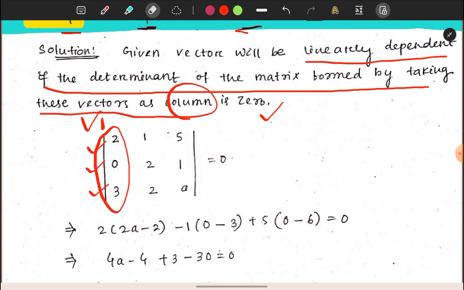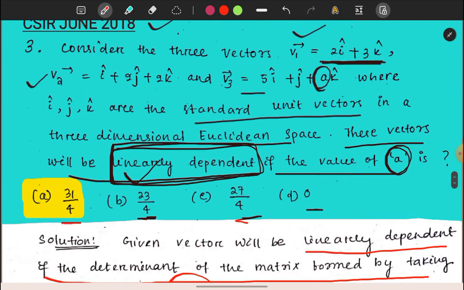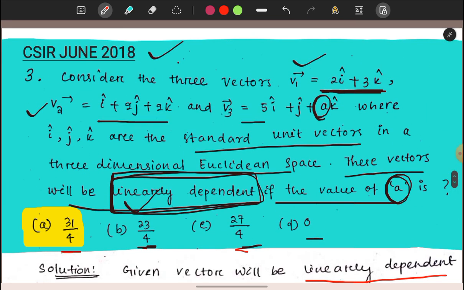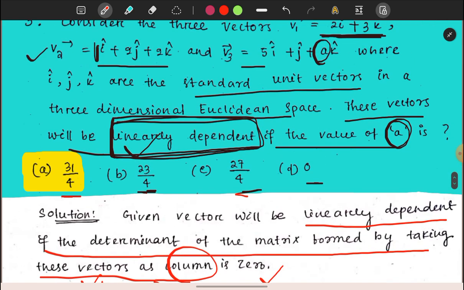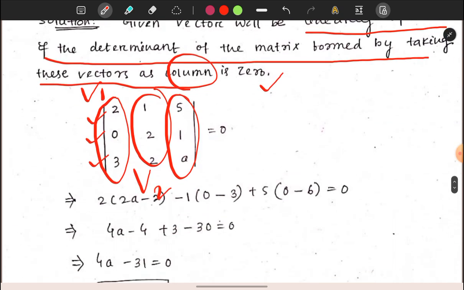Similarly, v2 is given as i cap plus 2 j cap plus 2 k cap. Here the x component is 1, the y component is 2, and the z component is also 2. So the middle column represents v2. Okay, similarly the third column is representing v3. The x component is 5, the y component is 1 and the z component is a. Okay, so 5 1 a.